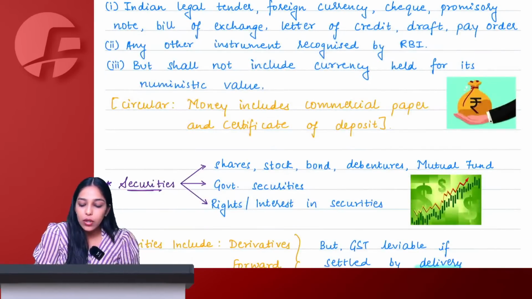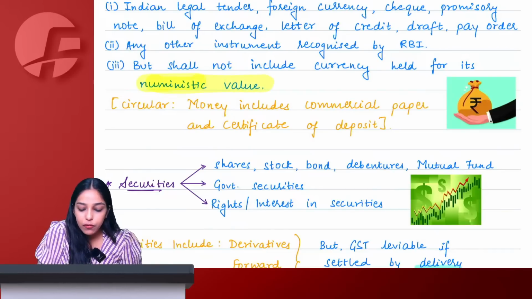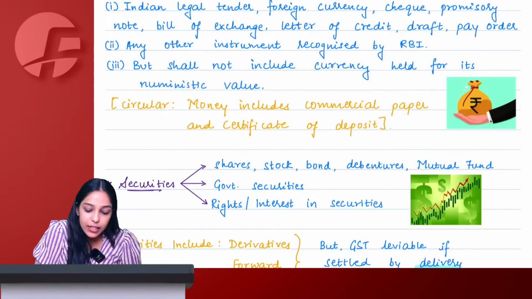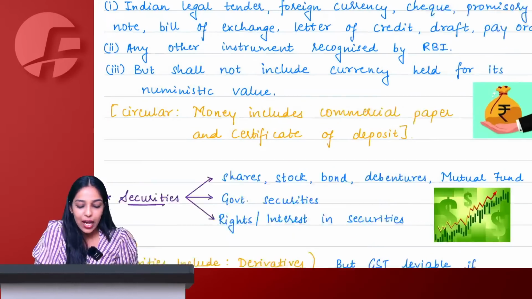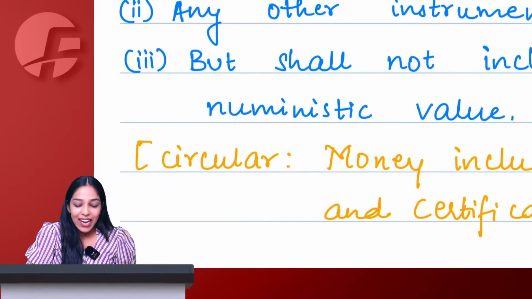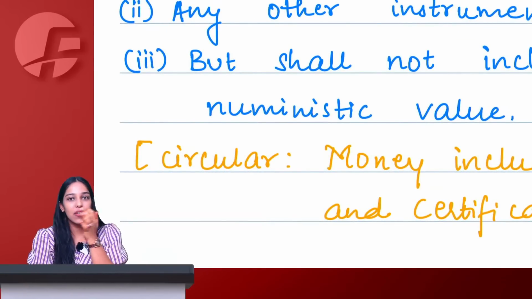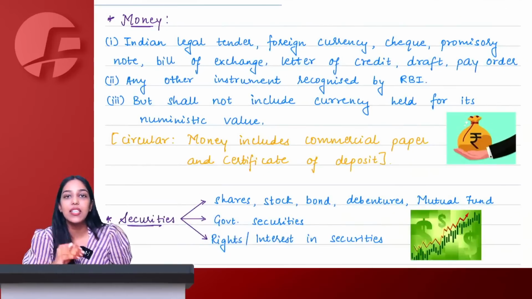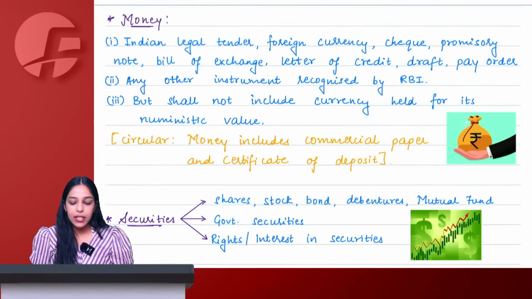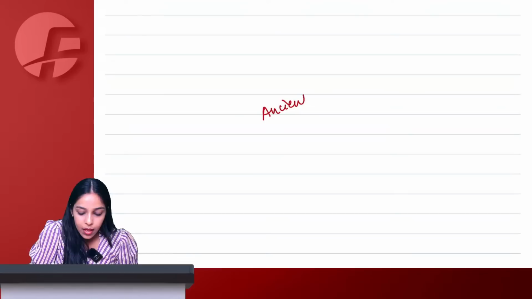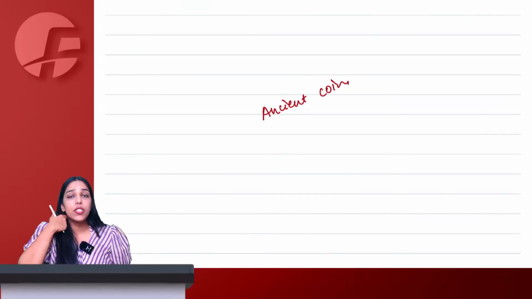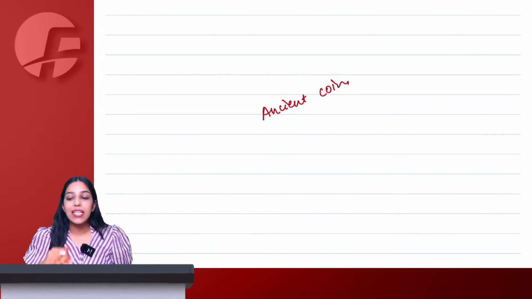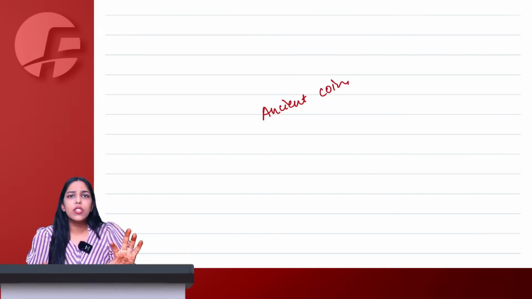But it shall include any currency that is held for its numismatic value. I used to teach it with the wrong pronunciation in all the batches. I actually recently got to know that I used to pronounce it wrong. Now, what is the meaning of numismatic? Understand, let us say you are holding some ancient gold coins which were used as currency earlier. Today also they might be used.